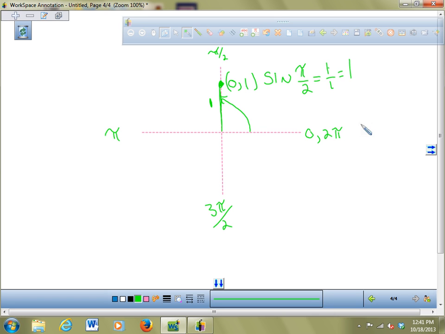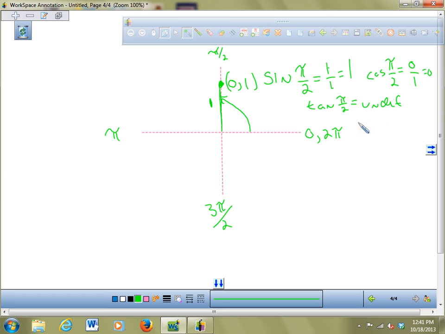Okay? What would be the cosine of pi over 2? 0 over what? 0 over 1, not 0 over 0. 0 over 1, which is equal to 0. The tangent of pi over 2. What's that equal to? 1 over what? 1 over 0. What's 1 over 0? Undefined. Okay? That would be undefined.